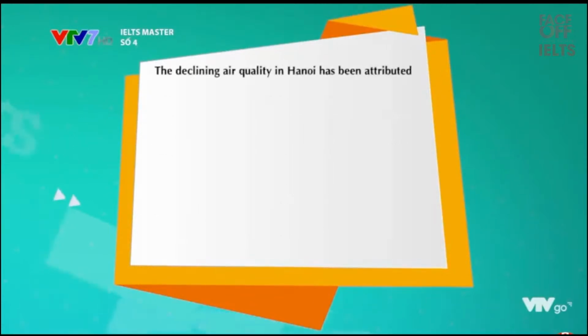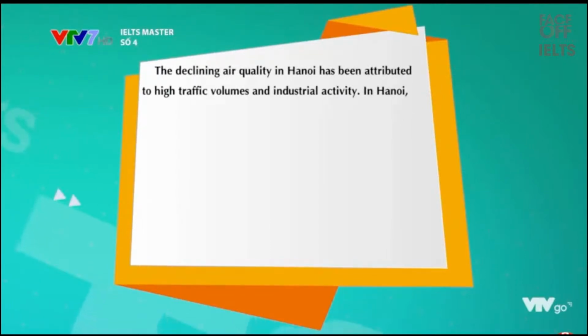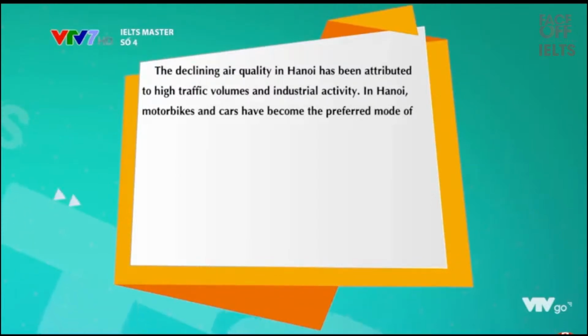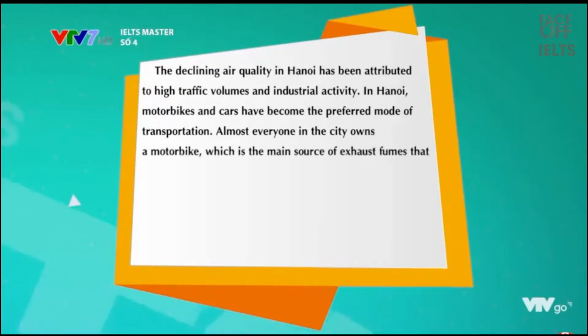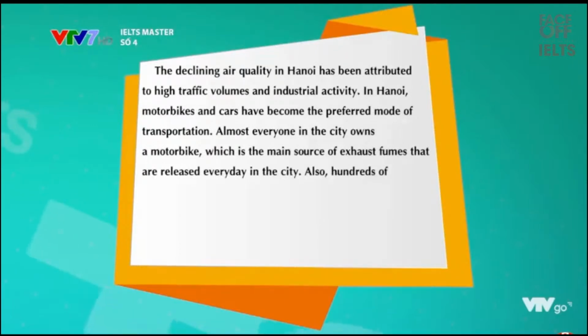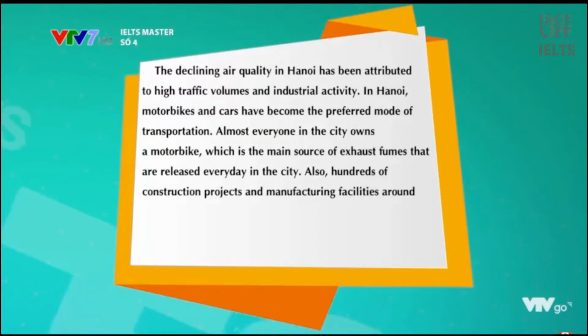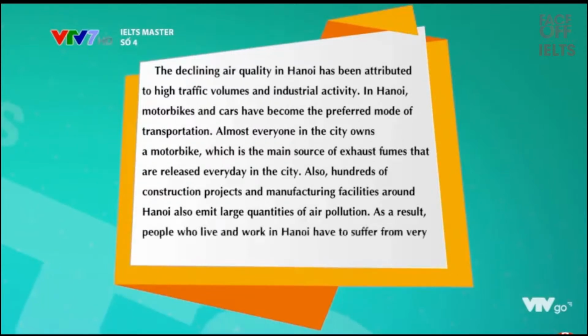The declining air quality in Hanoi has been attributed to high traffic volumes and industrial activity. In Hanoi, motorbikes and cars have become the preferred mode of transportation. Almost everyone in the city owns a motorbike, which is the main source of exhaust fumes that are released every day in the city. Also, hundreds of construction projects and manufacturing facilities around Hanoi also emit large quantities of air pollution. As a result, people who live and work in Hanoi have to suffer from very unhealthy air quality in recent years.